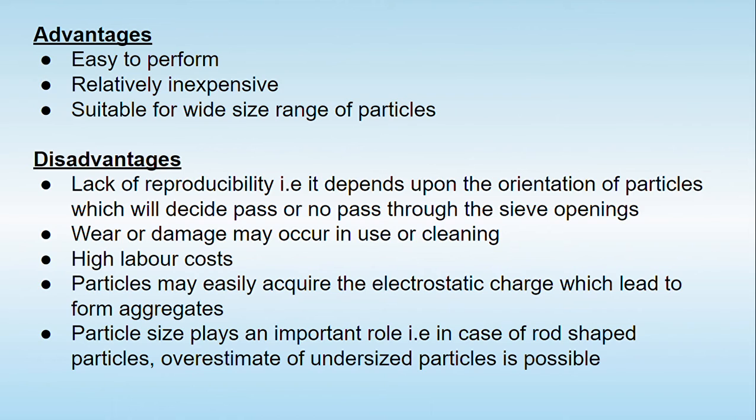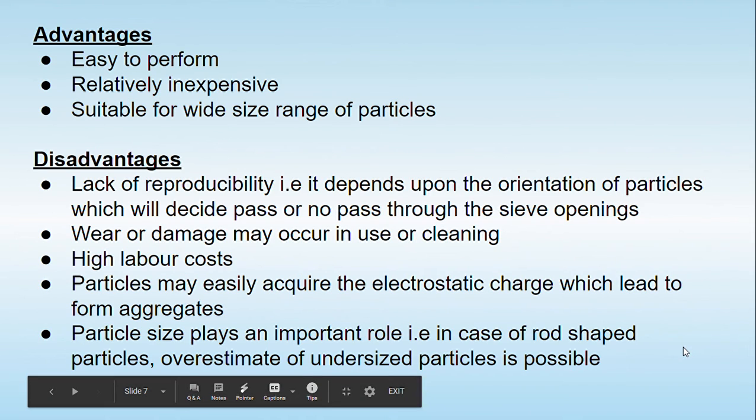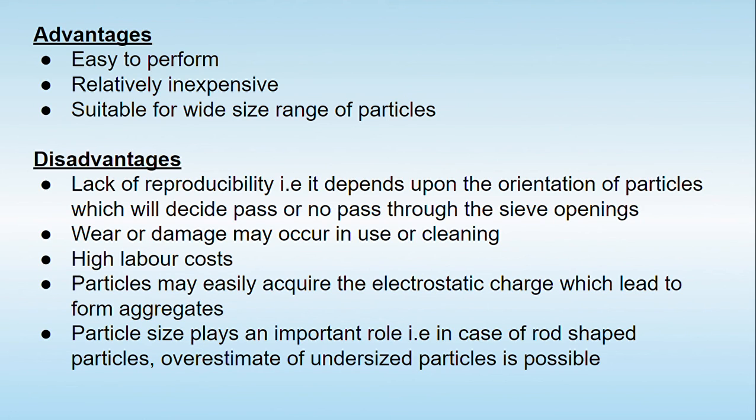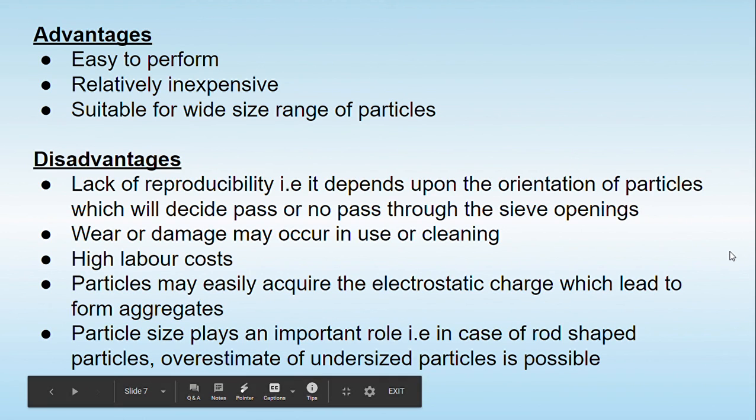Sometimes the particles agglomerate together because they acquire electrostatic charges, which leads to the formation of aggregates. Particle shape also plays an important role. Spherical is the ideal shape we require for any particle. But let's say the particles are rod-shaped, where the diameter is small while the length is large. In the case of rod-shaped particles, if we measure the particle size distribution by the sieving method, we will generally find an overestimate, and an overestimate of the undersized particles is also possible. So this is all about the sieving method for particle size separation.